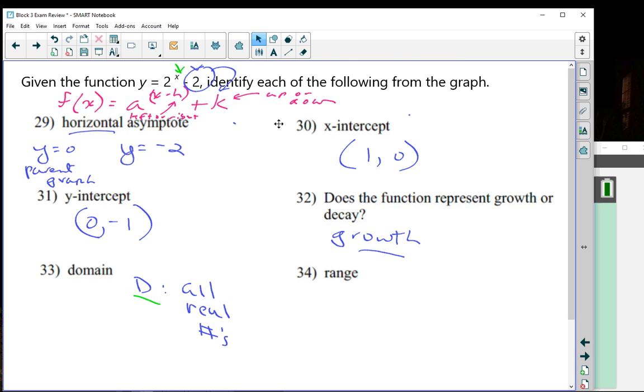On the range, okay, the first thing I need to figure out is is it growth, and if it is, then my sign is going to be what? Greater than. Right? Because it's doing what? Growing. Okay? Then I need to determine what my horizontal asymptote is. If I know that, then all my y values have to be greater than -2.